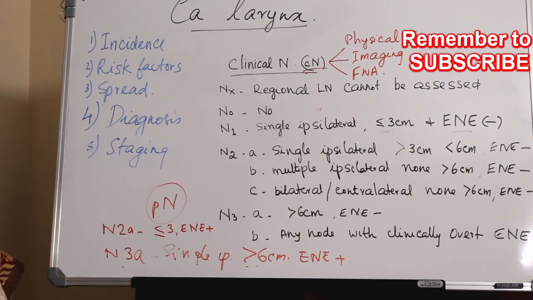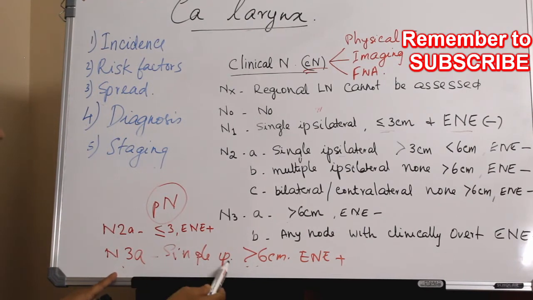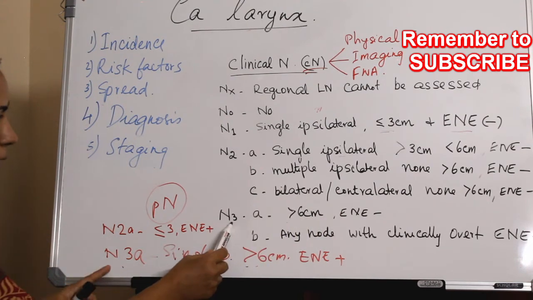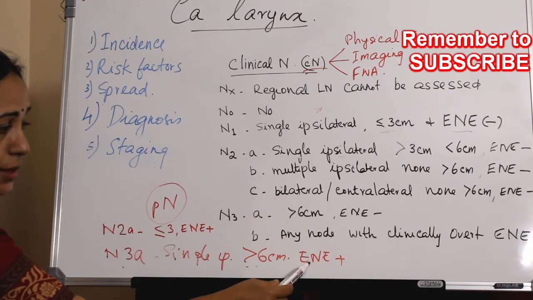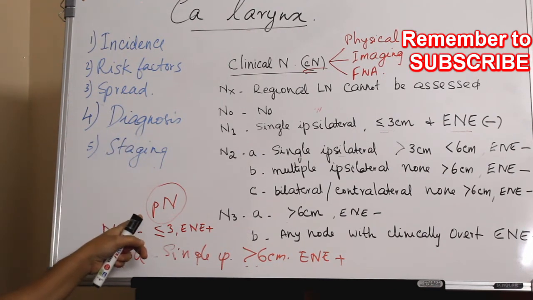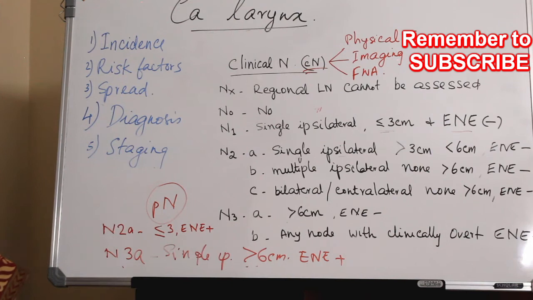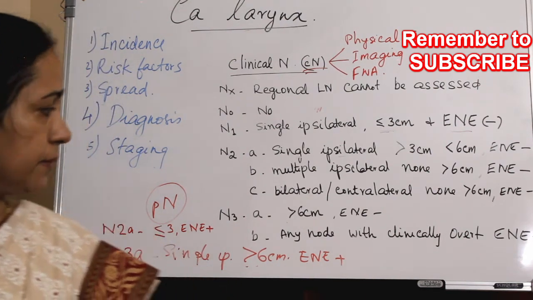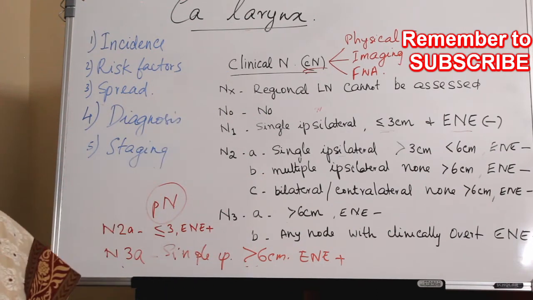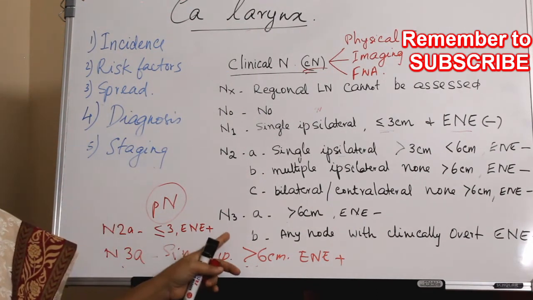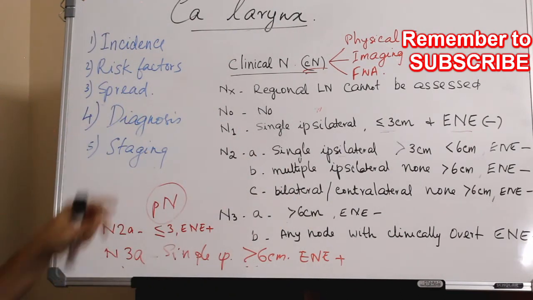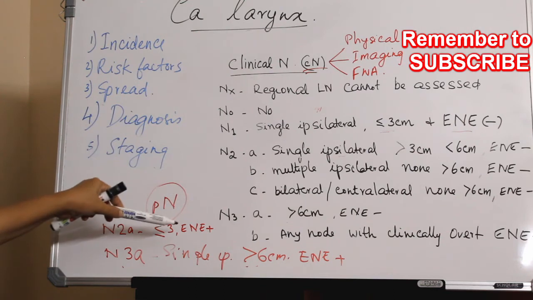In pathological staging, a single ipsilateral node more than 6 cm with ENE negative becomes N3A in clinical, but if extranodal extension is present, it becomes N3B in case of pathological nodal status. And any node with clinically overt extranodal extension, of any size, becomes N3B in case of clinical nodal status. So this is the N staging.